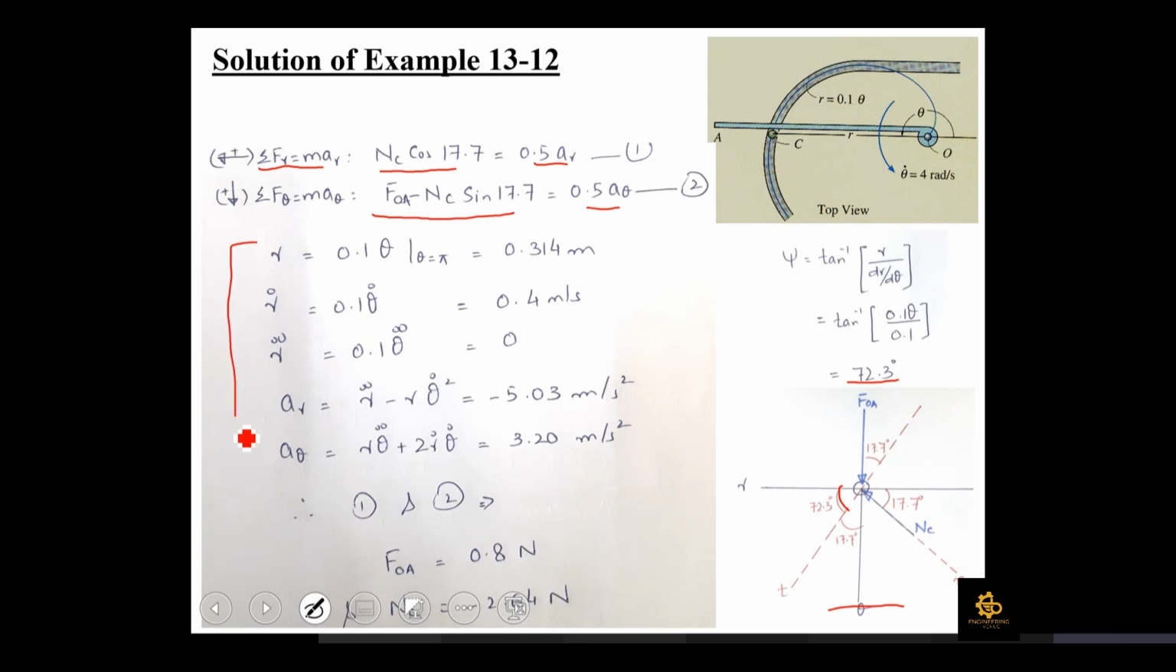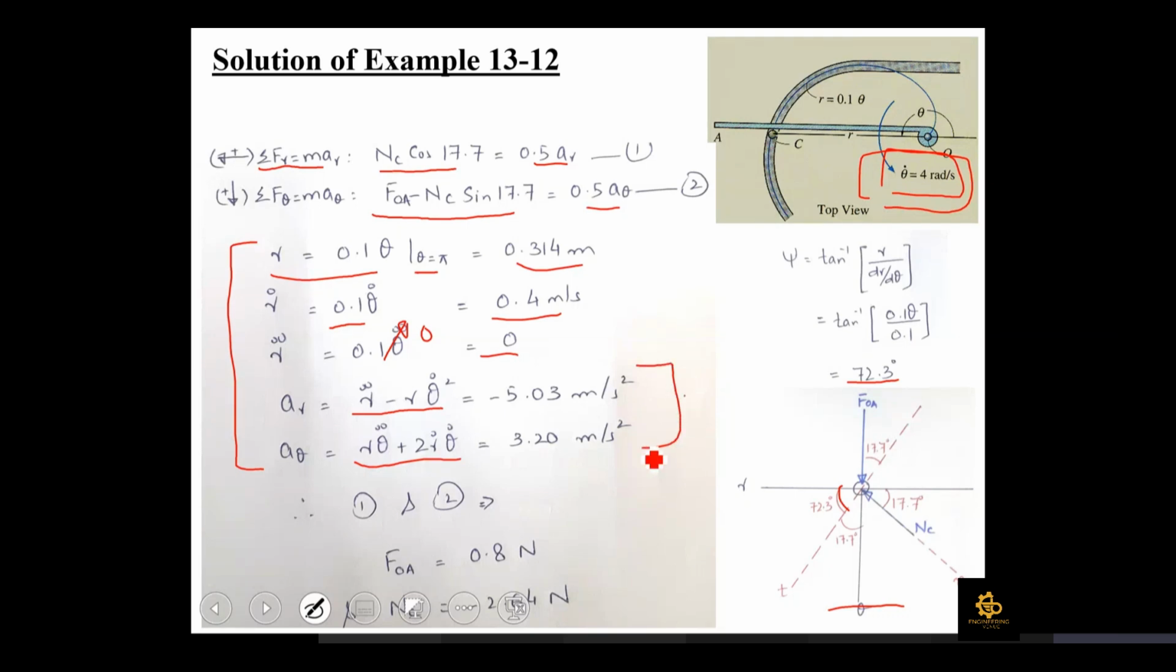Then moving towards the kinematics, these things are clear to you. R is given to you as 0.1 theta, so at theta equal to pi radians, this value of R comes out to be 0.314. Accordingly, once you differentiate this equation, R dot comes out to be 0.1 theta dot. Putting the value of theta dot, which is given to you as 0.4 radians per second, this R dot would become 0.4 meters per second. Now, since it is given in this question that this arm is rotating with a constant angular velocity of 4 radians per second, if theta dot is constant, theta double dot would be equal to 0, which will give you R double dot equal to 0. Then AR is R double dot minus R theta dot square. A theta is R theta double dot plus 2R dot theta dot.